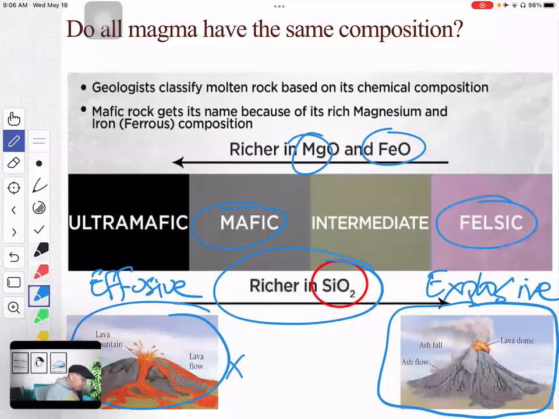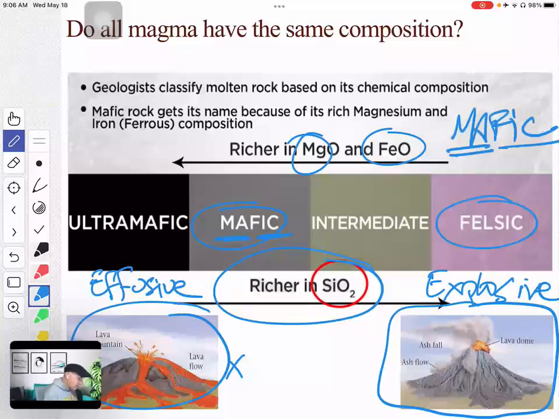Mafic, as they're rich in magnesium, that's what the Ma stands for, and ferric. So mafic: magnesium and ferric, which is the Latin name for iron. That's why the symbol for iron is Fe. Mafic means rich in magnesium and iron, and as a consequence, poor in silica.